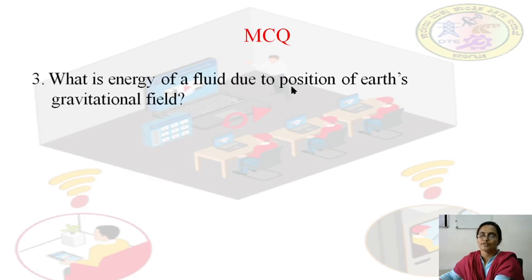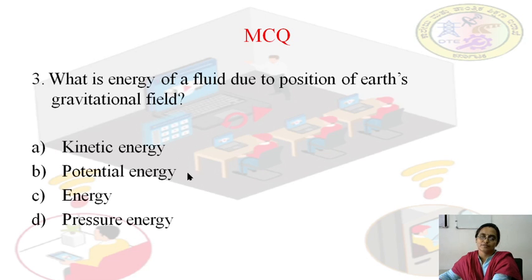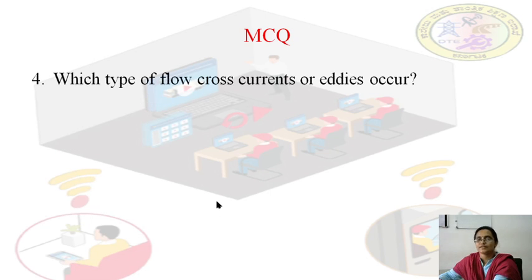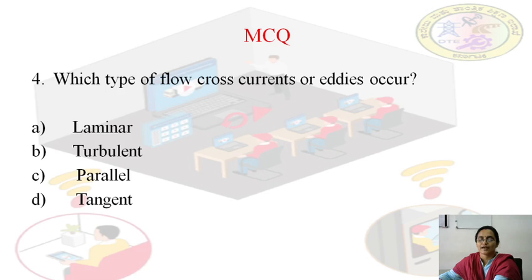What is the name of the energy of the fluid due to position in the Earth's gravitational field: kinetic energy, potential energy, or pressure energy? It is potential energy. Fourth one, which type of flow has cross currents or eddies: laminar, turbulent, parallel, or tangent? The answer is turbulent flow.